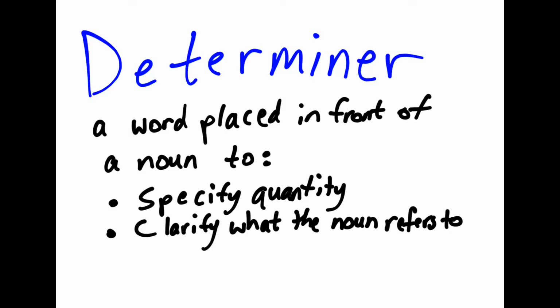Determiners exist in some schools of grammar as a separate part of speech. In this class, we'll call it an adjective, or a subcategory of an adjective, and determiners and adjectives both provide more information about nouns. Whereas adjectives are describing qualities or attributes of nouns, determiners are words that are placed in front of the noun to do one of two things: specify a quantity, or clarify what the noun refers to.